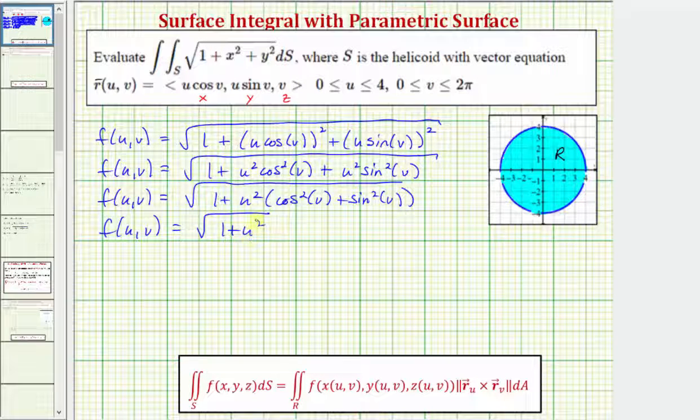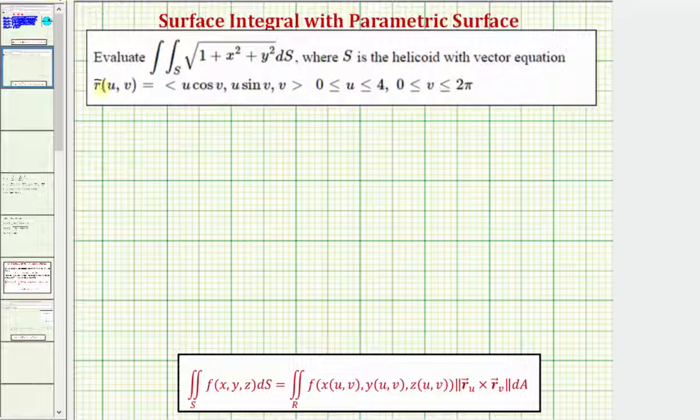Now for our next step, let's go ahead and find the partial derivatives of r with respect to u and v. Let's do this on the next slide. So the partial derivative of r with respect to u would have an x component that's the partial derivative of u cosine v with respect to u, which would be cosine v. The y component is the partial of u sine v with respect to u, which would be sine v. And the z component is the partial of v with respect to u, which would be 0.